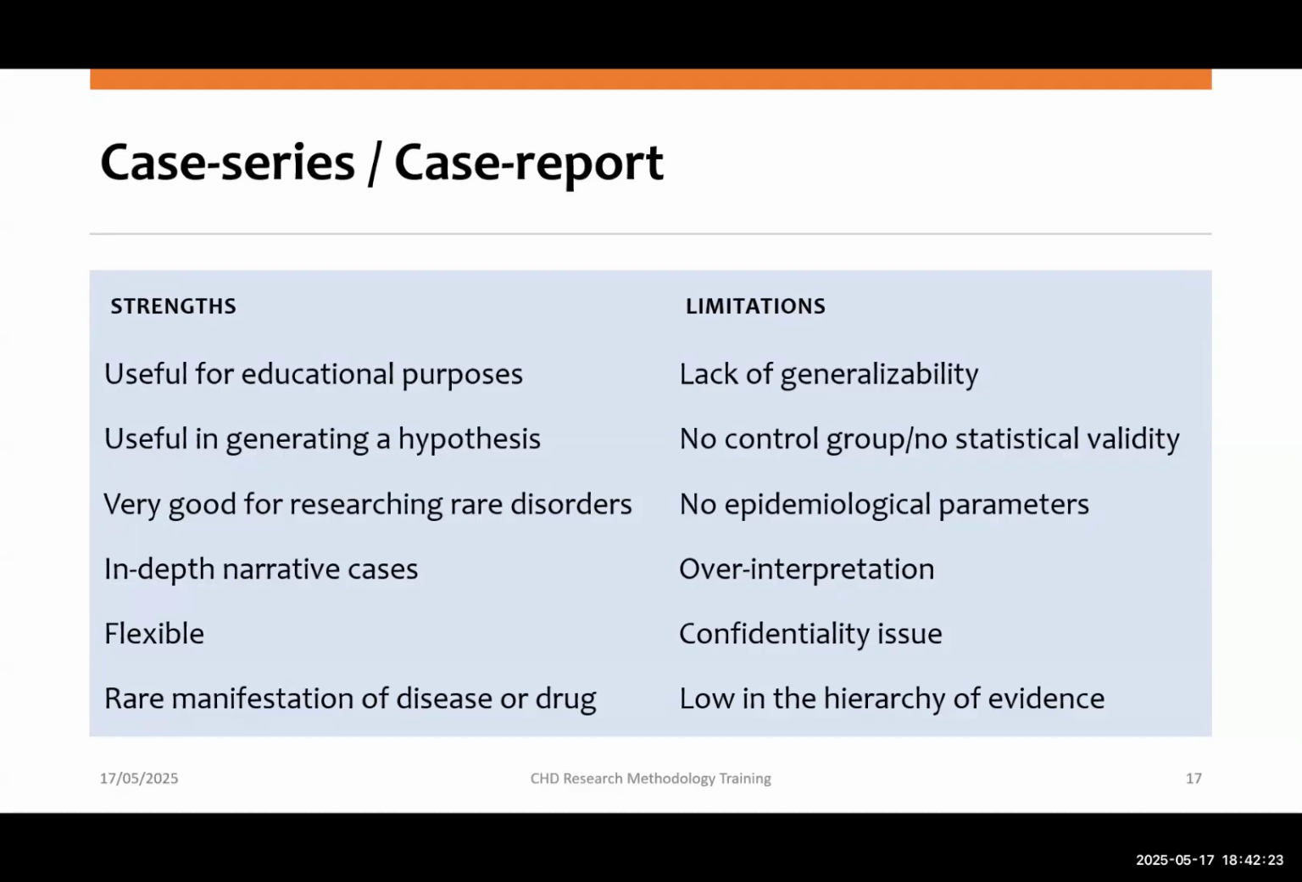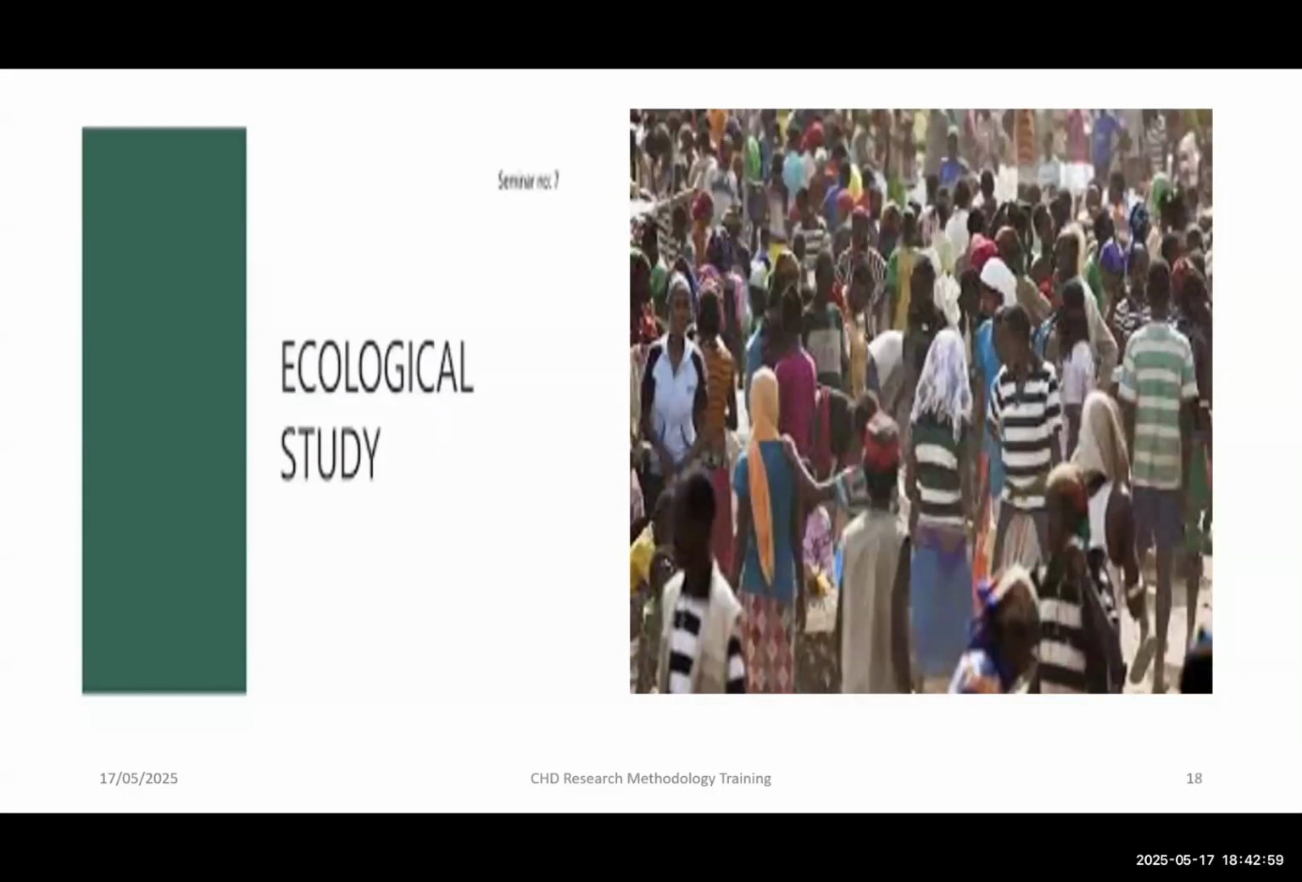There are also confidentiality issues because you're asking some very personal questions and information from an individual. Although when you're reporting it, you will just say Mr. A is so, if you have to include the person's age, occupation, where they live and all that, someone might be able to guess who you're talking about. So it has issues with confidentiality. And like I said earlier, it's very low in the hierarchy of evidence.